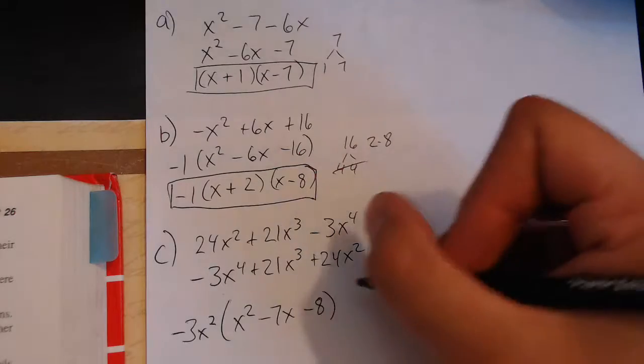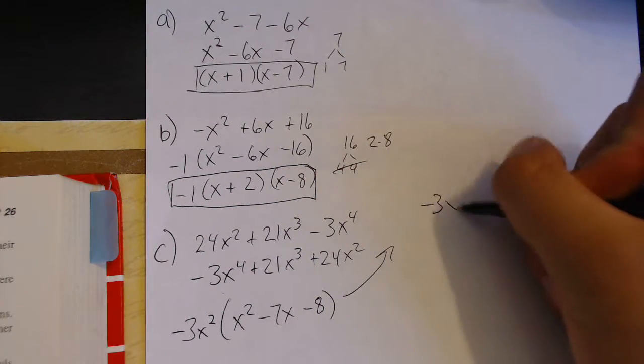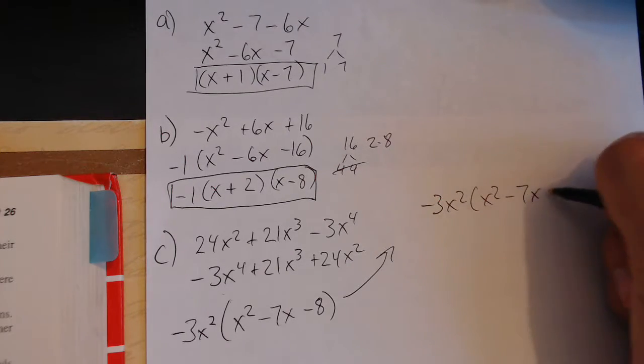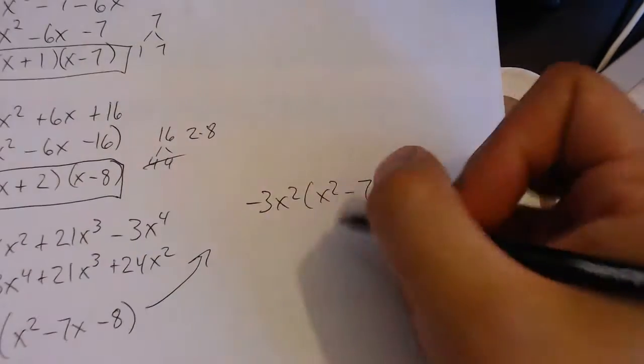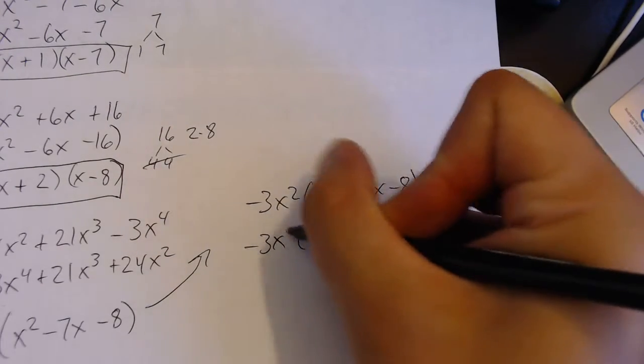So let's go up here. So we'll factor this up here. We've got -3x squared, x squared minus 7x minus 8. And we'll start breaking it into our 2 sets of parentheses.